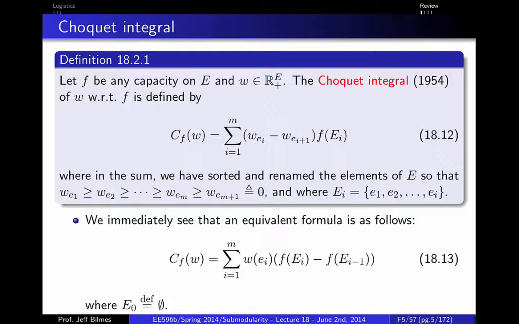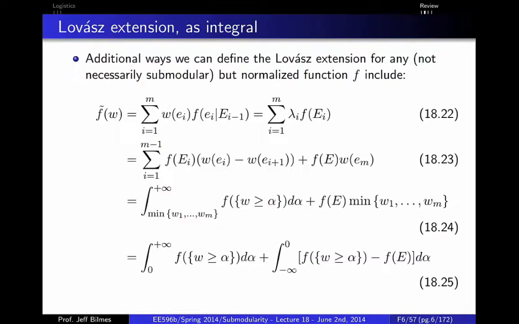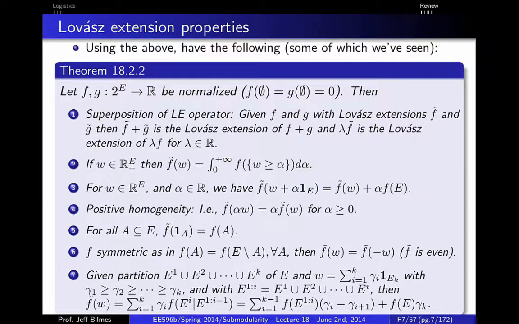So last time we saw that the Lovász extension is the same as the Choquet integral that was defined in the early 1950s. And we also saw that there are a variety of different ways of defining the Lovász extension. We're using the notation f tilde for the Lovász extension of submodular function f. And there are these different ways. We can define it this way, or this way, or this way, or as these integrals, these two different integrals. And there's an additional, if we combine the function f together, we can have just one integral.